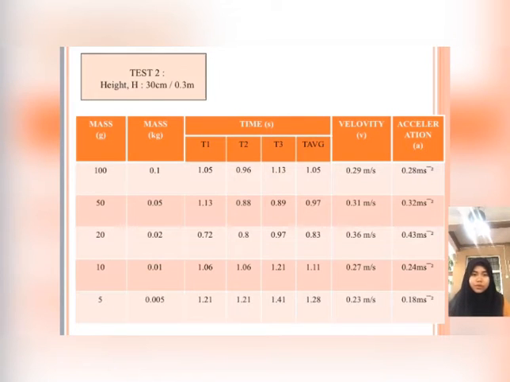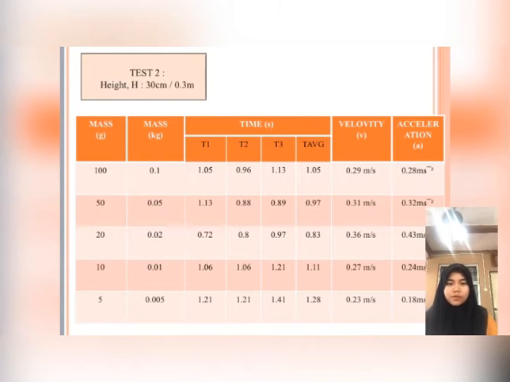When we convert is 0.3 meter. For the mass in gram, 100, 50, 20, 10, and 5. So for the mass in kilogram, 0.1, 0.05, 0.02, 0.01, and 0.005.